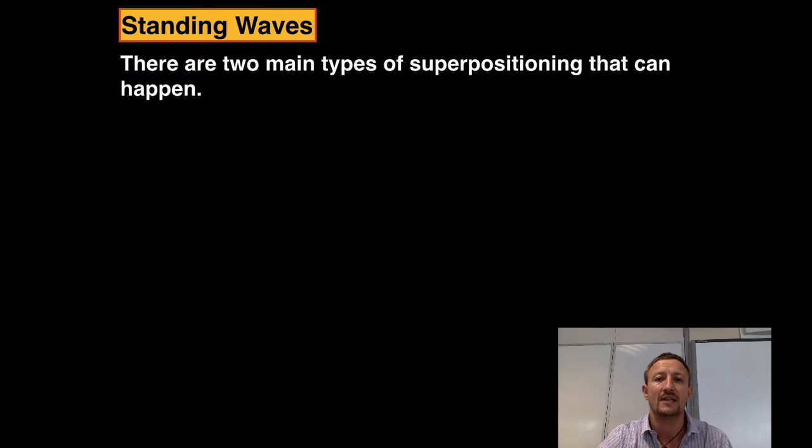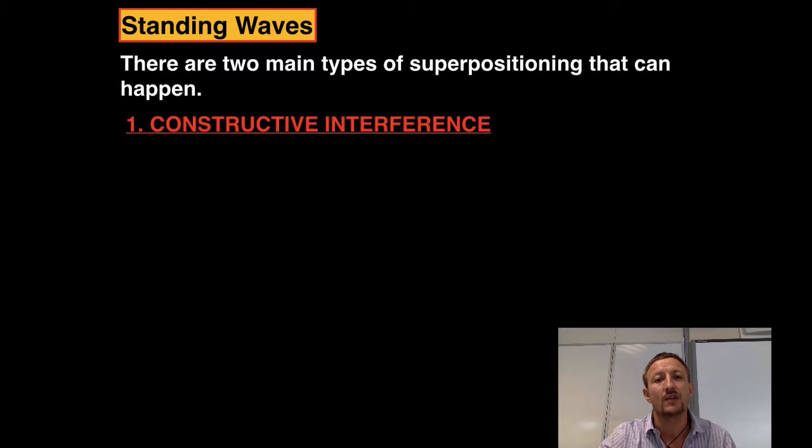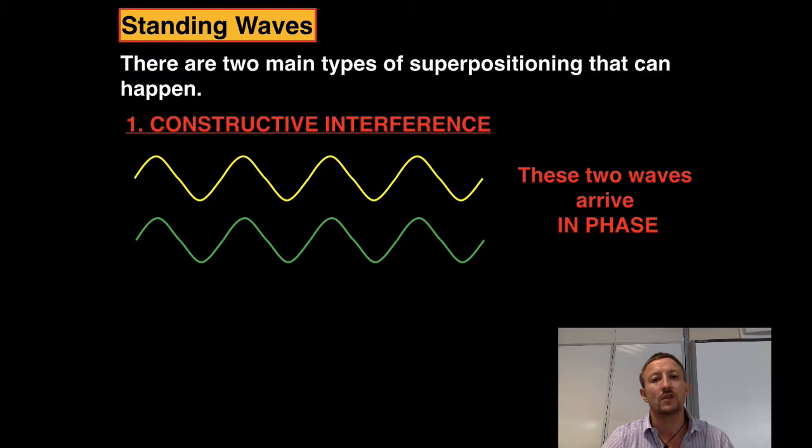And we have two main types of standing waves, and they work together by this process of superpositioning. Now the first type of standing wave is what we call constructive interference. Constructive interference is constructing, it's building. These waves are going to interfere, hence we get constructive interference. Now this is a direct result of two waves which are meeting, which are in phase.